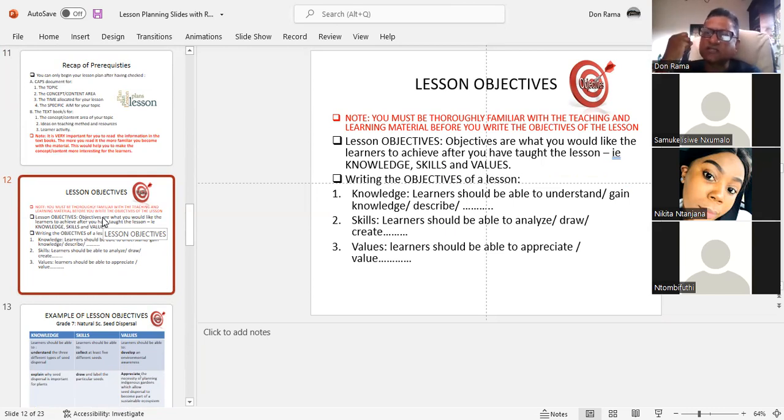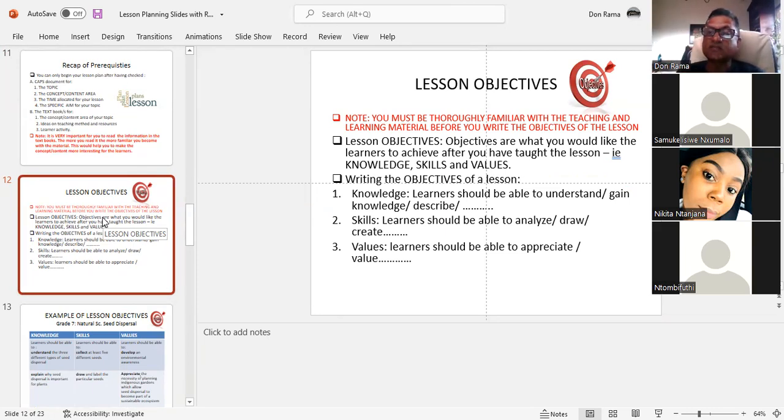Remember, you are teaching this lesson for a purpose, and the purpose is that the learners must gain something from what you are teaching. So what we have done, we have divided it into three parts. There are three types of objectives that we write. The first thing is knowledge. Obviously, when you teach a topic, we are delivering knowledge.